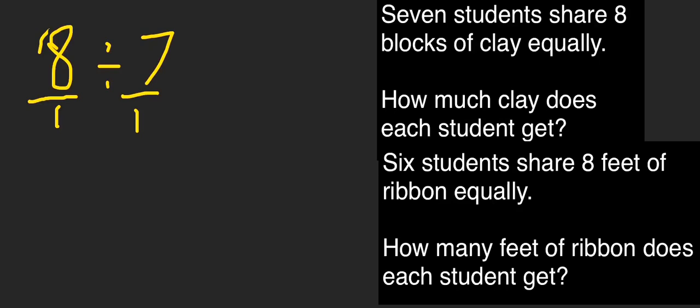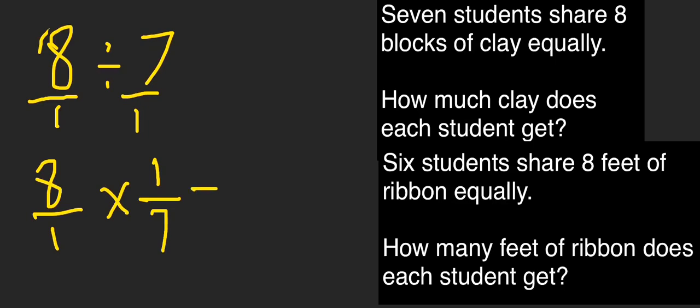And now we're just going to apply the keep, change, flip. Mantener 8 de 1. Convertir división a multiplicación. Y voltear 7 de 1 a 1 de 7. So now we just have to multiply across. Multiply the numerators, we get 8. And multiply the denominators, we get 7.